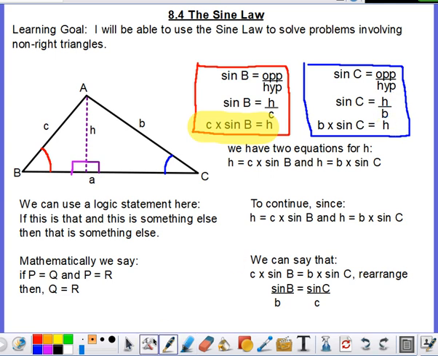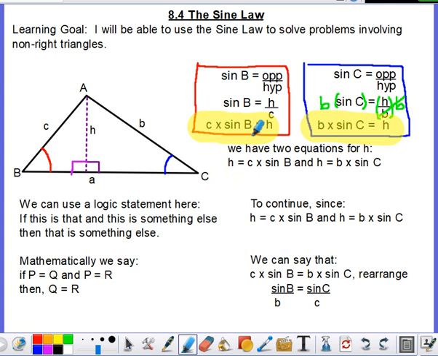Again, what we want to do here is isolate for h. So we're going to multiply each side of the equation by the denominator of b, and this b cancels with the denominator b, and we're just left with b times the sine of C equals h. So essentially what we've done here is we've solved for the side length h two different times. We basically have two representations of the same thing.